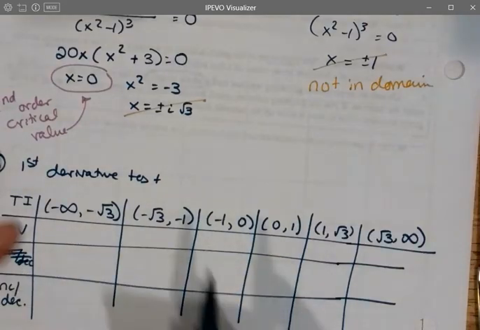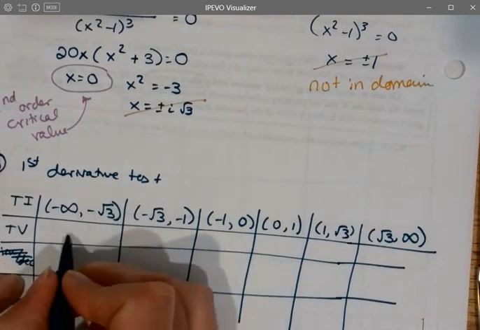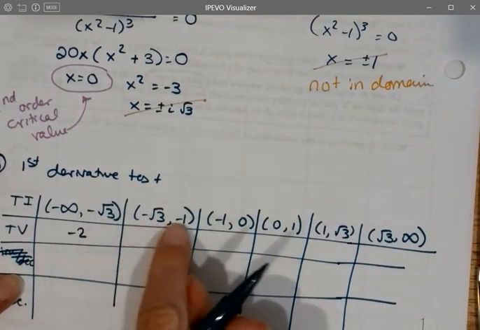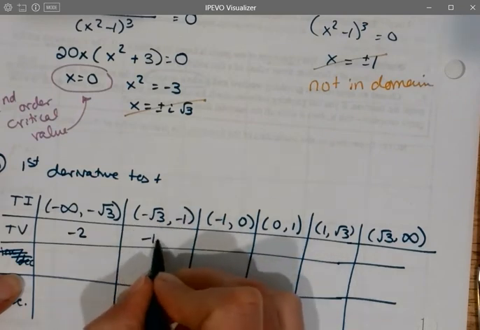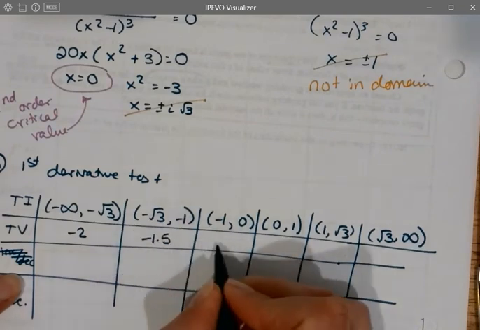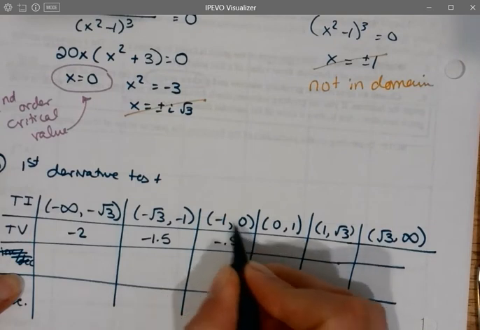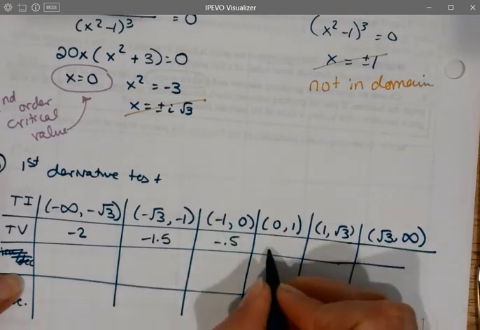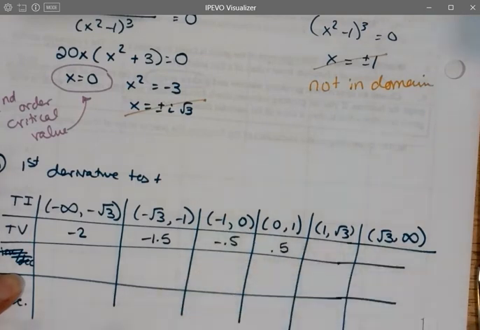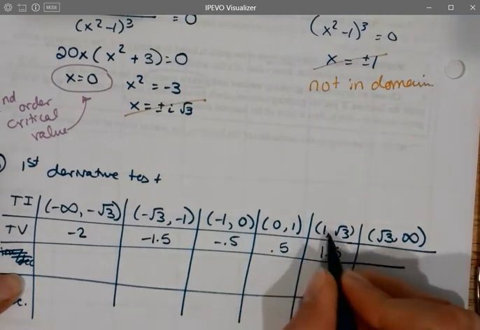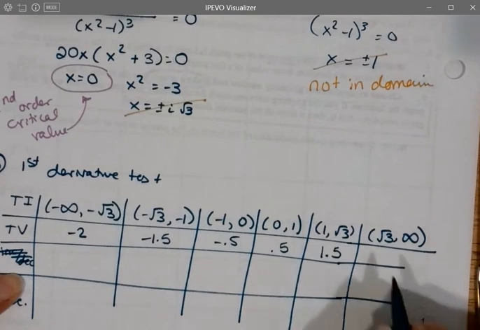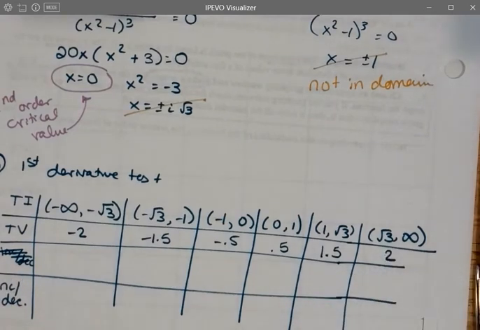So something smaller than the negative square root of 3 could be -2. Something between them, so this is -1.7, I could choose -1.5 as something that's between them. Then I could choose -1/2 between -1 and 0. I could choose +1/2 between 0 and 1, and I could choose +1.5 between 1 and square root of 3, and I could choose 2 as something bigger than the square root of 3. So those are going to be our test values.